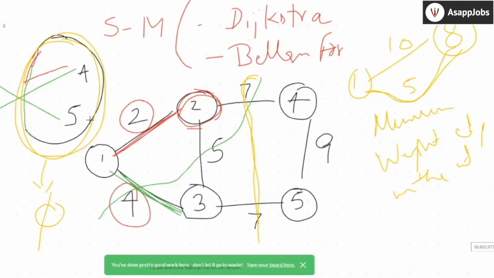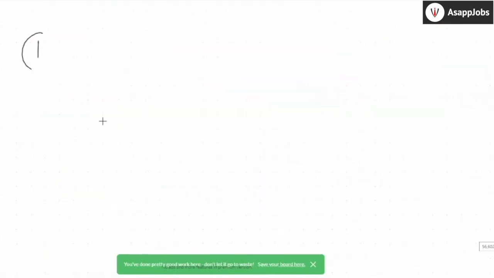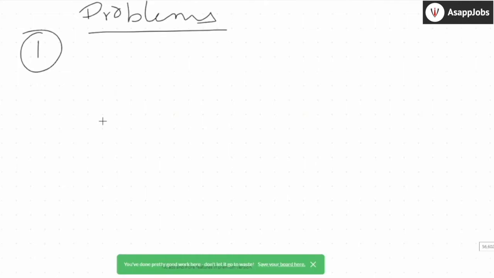Now, can anyone tell me what's the problem with this algorithm? Will it always work? What's the problem with these algorithms? Anyone, any idea? Okay. What if there is a negative weight edge?